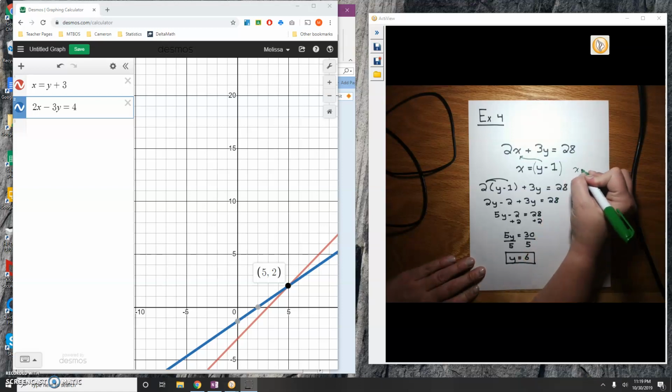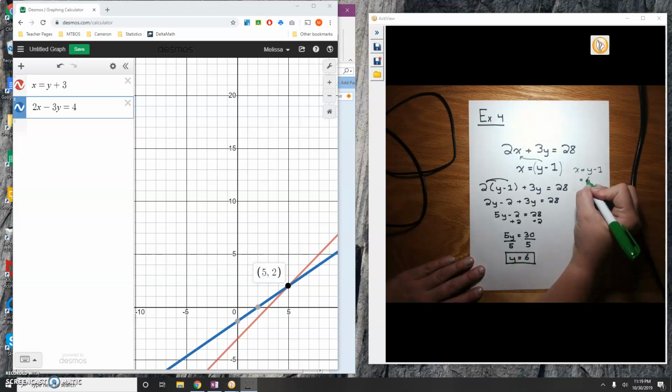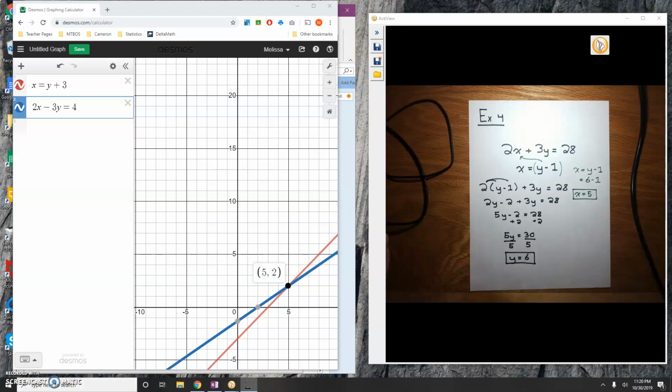I know that x equals y minus 1. So if y is equal to 6, 6 minus 1, x is equal to 5. 5 is a popular number today. All right, x is equal to 5. So let's check our answer.